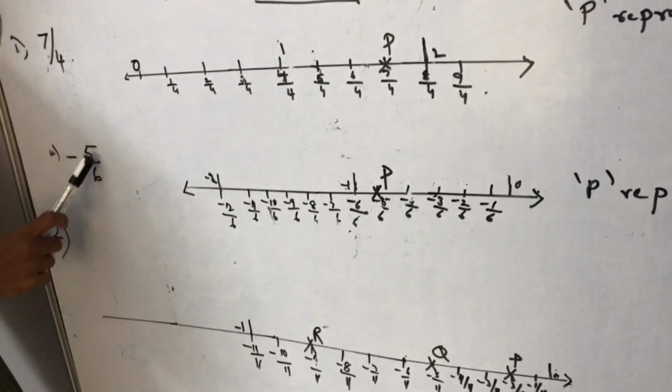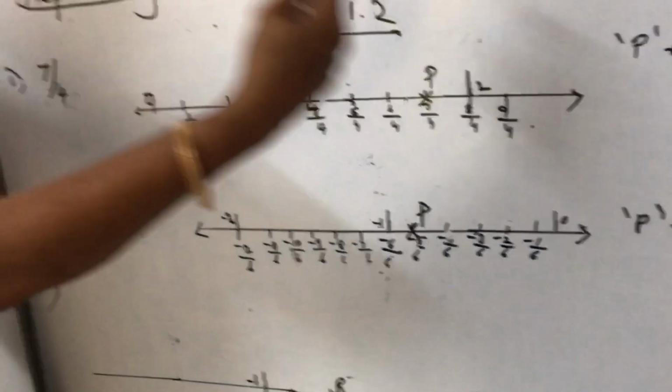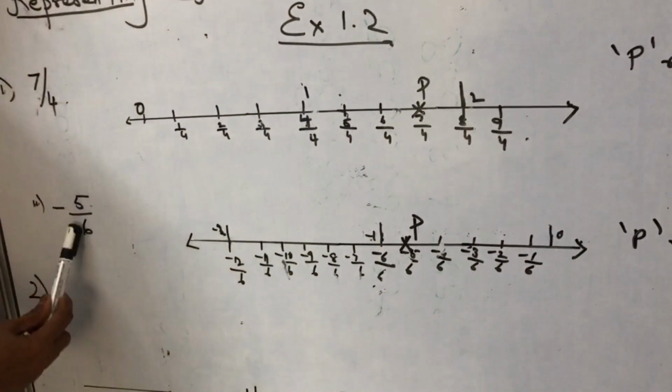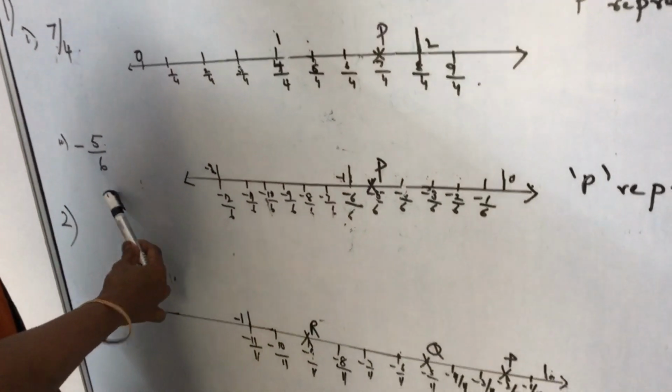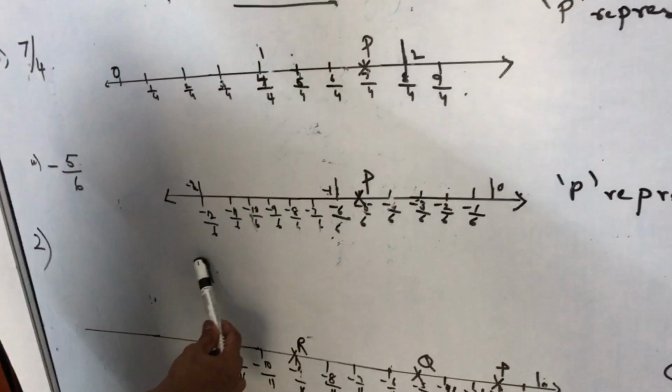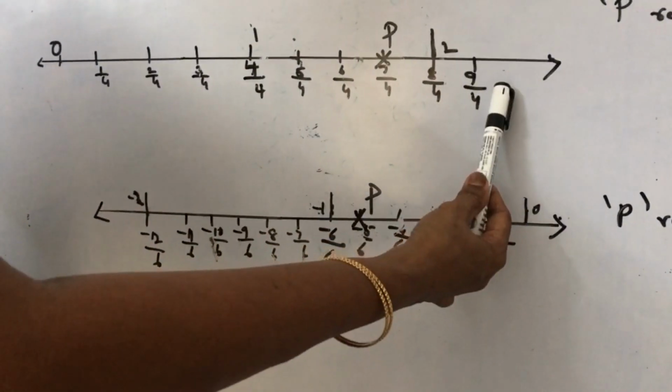Second one is minus 5 by 6. When your rational is positive, take it to the right of 0. When your rational is negative, take the values to the left of 0. Negative rationals must be taken to the left of 0. And positive rationals must be taken to the right of 0.